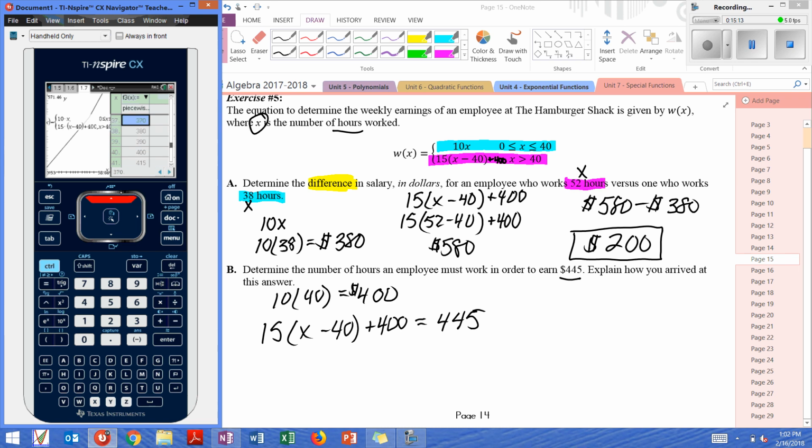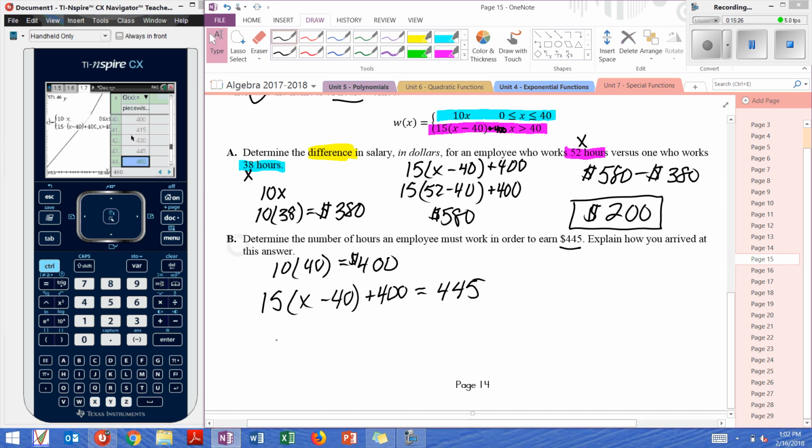As you can see, my Y values are really high. I knew that I had to scroll down past 40, and we can see that at the Y value of $445, it was an X value of 43. So my answer is 43 hours. Oops, why am I putting a dollar sign? I don't know. So 43 hours is my answer.